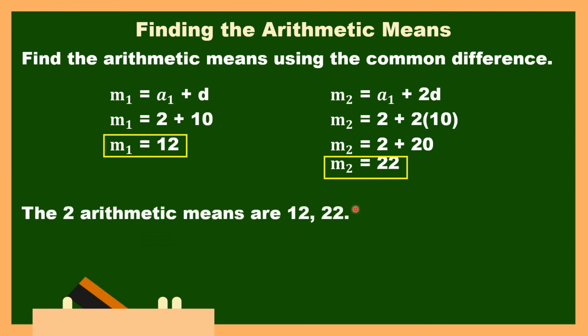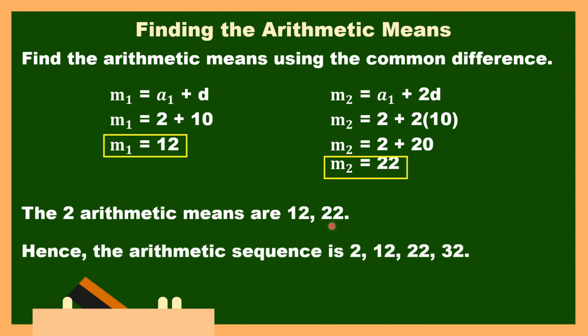Therefore, the two arithmetic means are 12 and 22. Hence, the arithmetic sequence is 2, 12, 22, and 32.